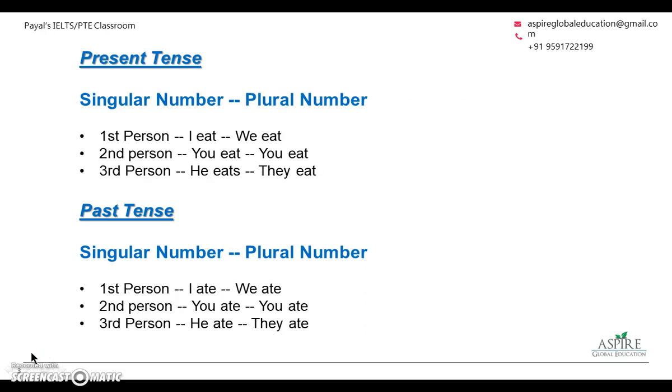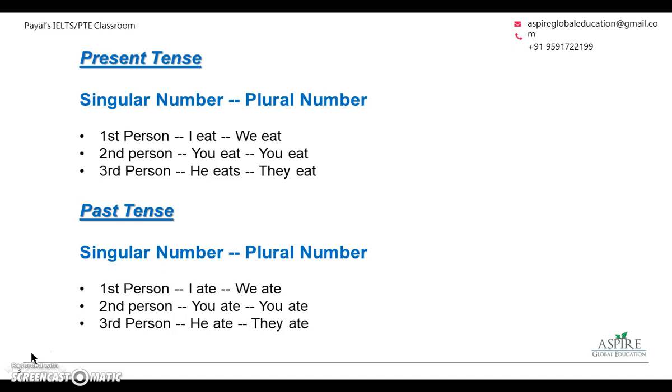Let's talk about the present tense. So present tense, when you're talking about the first person, then you use the present tense as I eat in singular and we eat in plural. In case of second person, you say you eat. It is the same for the plural, you eat. For the third person, you say he eats, and in case of plural, it is they eat.